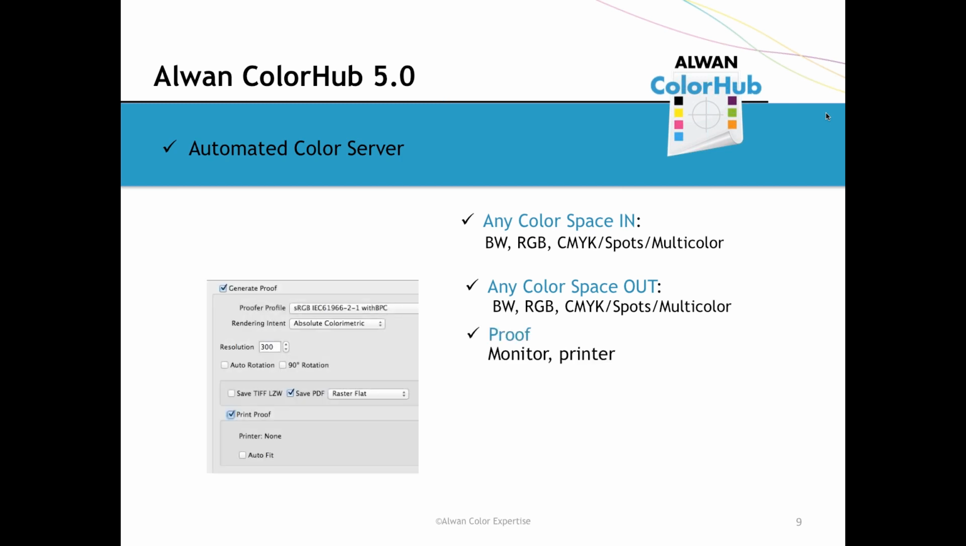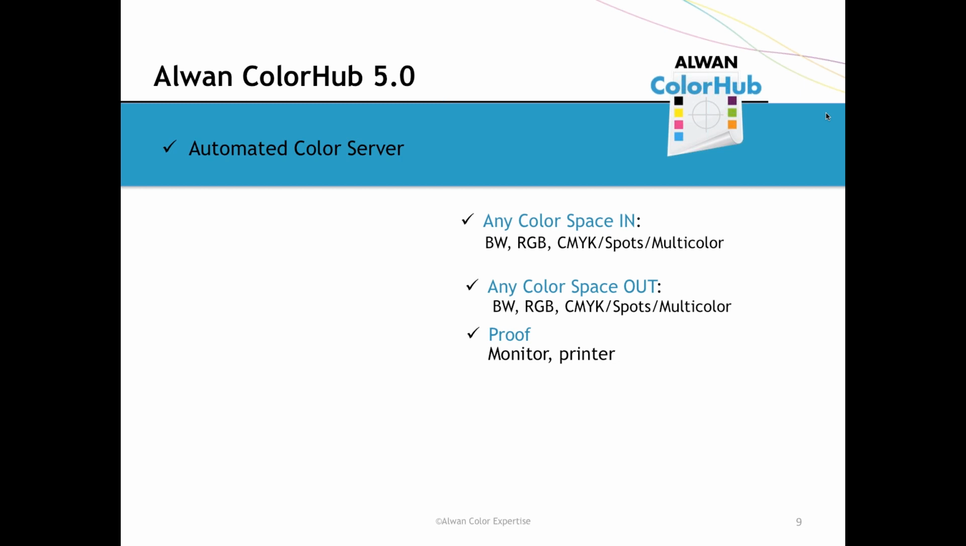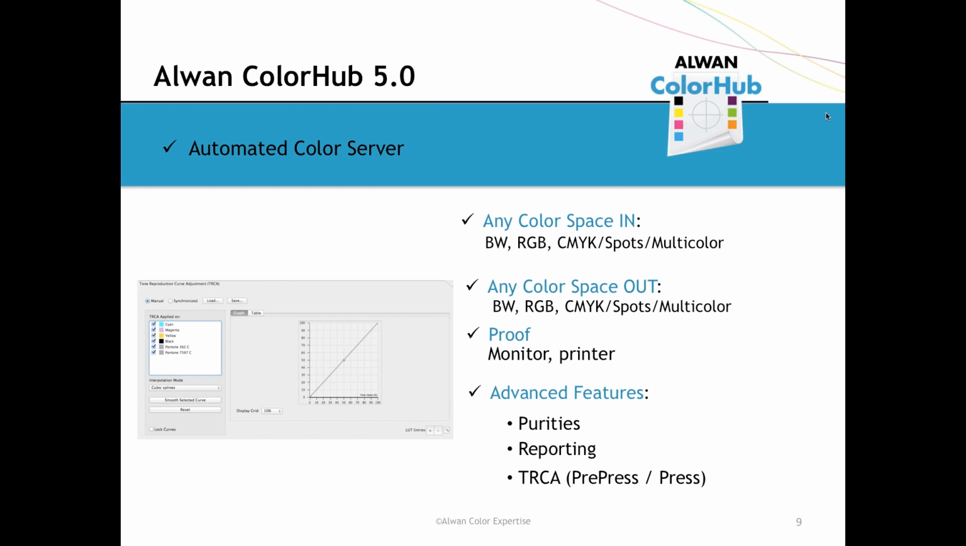Apart from that, we have an option, what used to be called PEM-CT Proof, which is called Proof now, and that allows us to go out to monitor or to printer with a completely rasterized file. Some advanced features are purity, that we can keep the cyan, magenta, yellow, black, and spot color purities. And the combination of some of these colors.